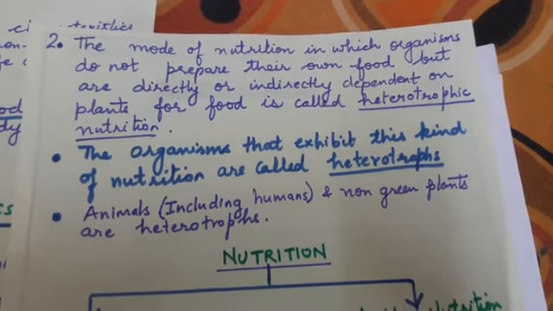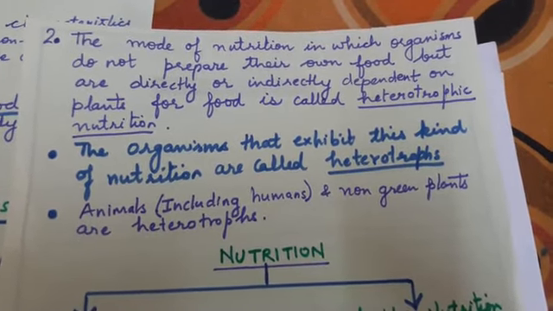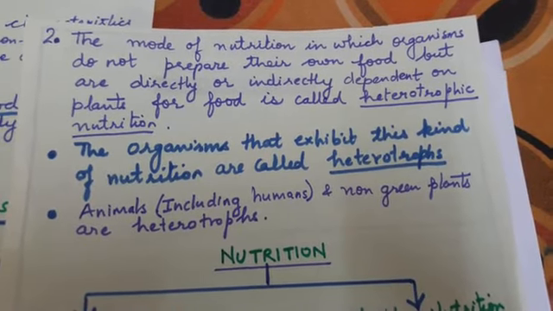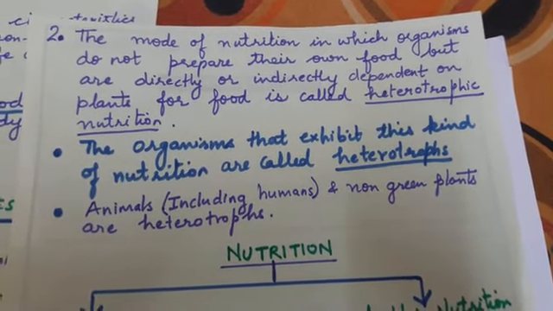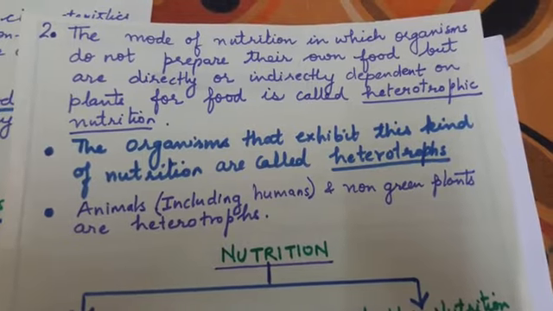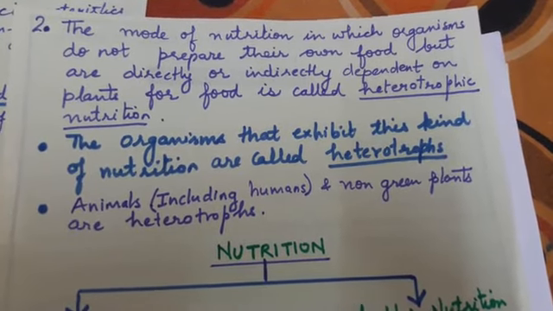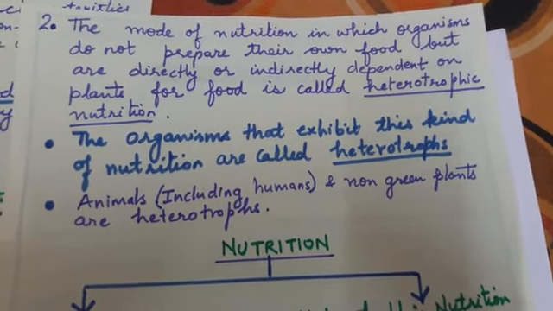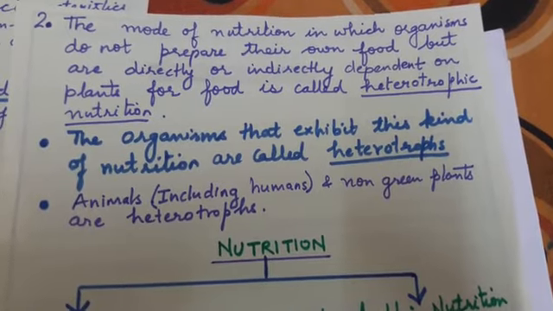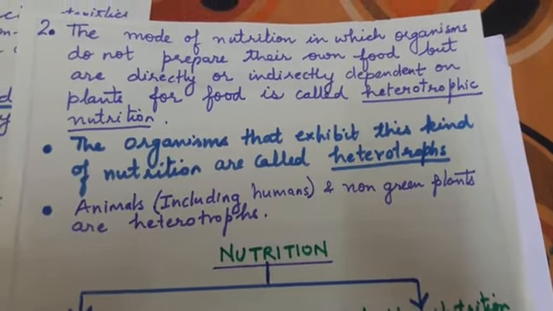If you remember the food chain, the first one is the plant. Plants are the producers, meaning they show autotrophic nutrition. The rest are all consumers. They show the heterotrophic mode of nutrition. Heterotrophic means dependent on others for their food.